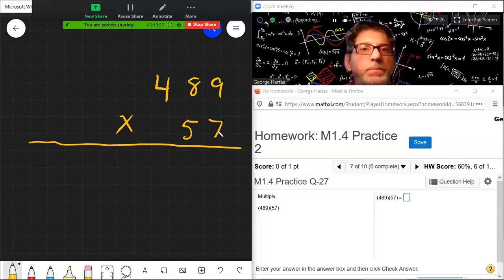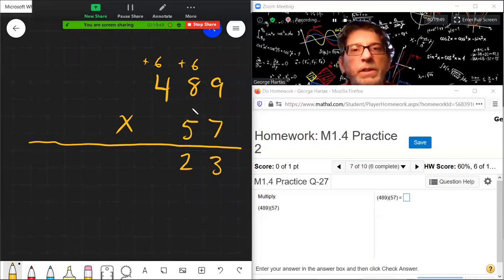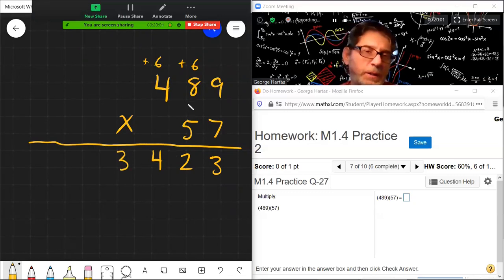Okay, so here we go. 7 times 9 is 63. Right-hand digit, left-hand digit. 7 times 8 is 56. 56 plus 6 is 62. Right-hand digit, left-hand digit. 7 times 4 is 28. 28 plus 6 is 34. Right-hand digit, left-hand digit. Let's cross these out so we don't mix ourselves up with the next multiplication, which is 5.